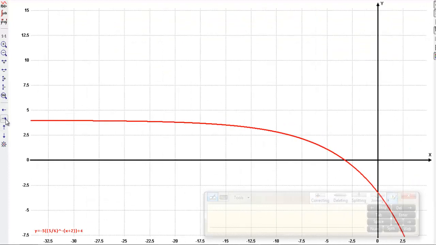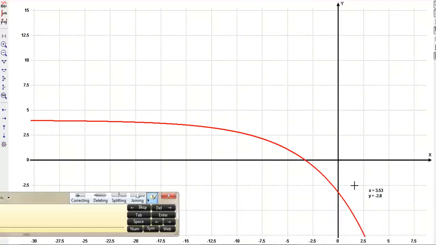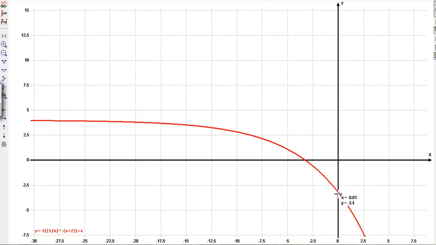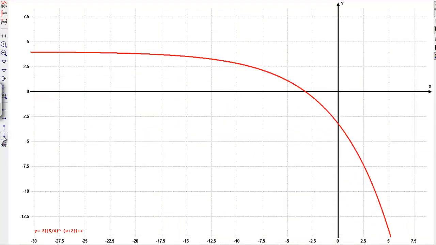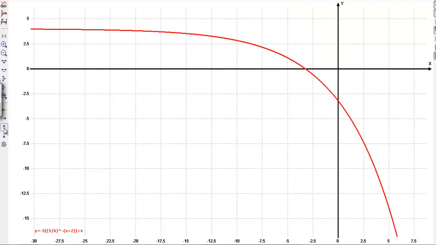Okay, there it is. So notice that the red line will approach the value of 4, but it will never touch it, and here's the y-intercept that you found. And that's how your graph is going to look. And if I move down, you'll see that it keeps going downwards like that. Okay, so that's one way of verifying that what you've sketched is correct.